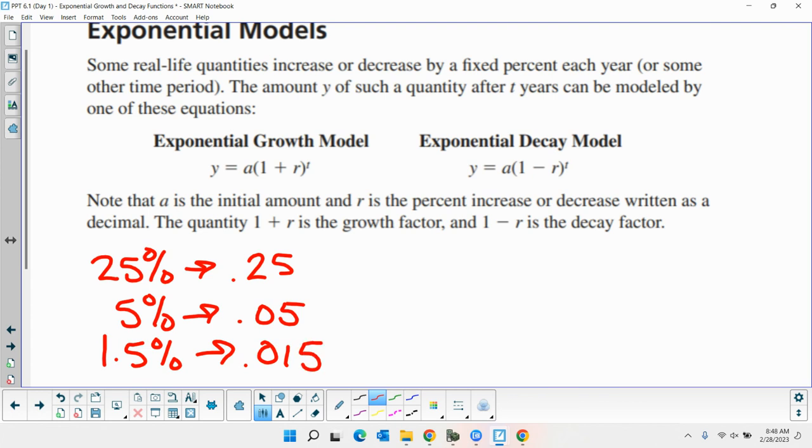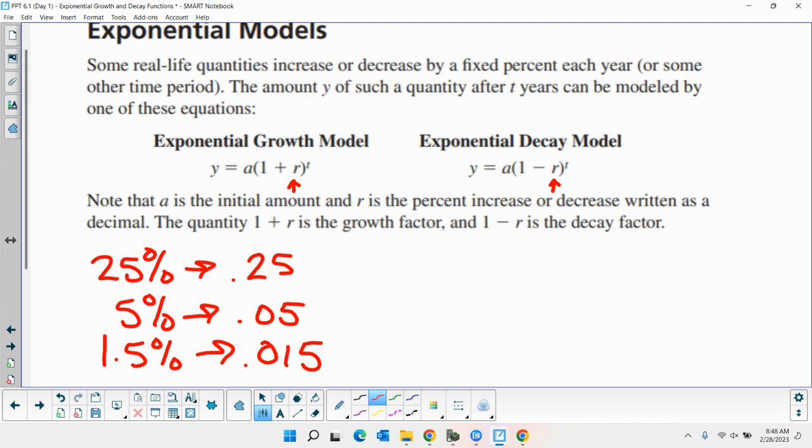We're going to move that decimal point 2 places to the left when we substitute in for this r here, because that rate is going to be in a percent. So 1 plus r is the growth factor and 1 minus r is the decay factor. t represents our time period. Usually it's years, but sometimes it'll change to months or days, depending on what we're doing, maybe even hours or minutes. So we're going to use these formulas to help us do some problems.